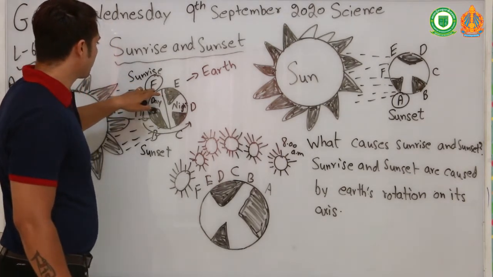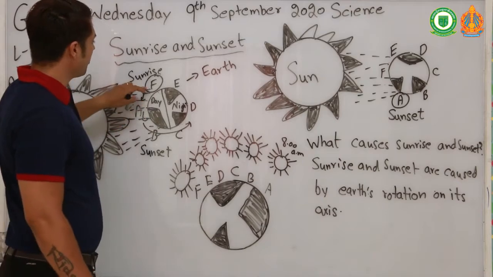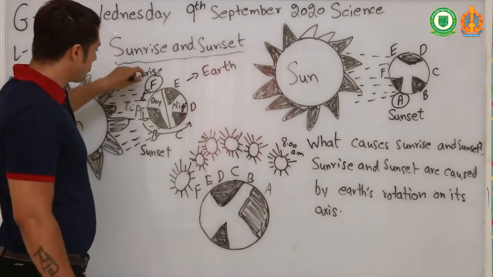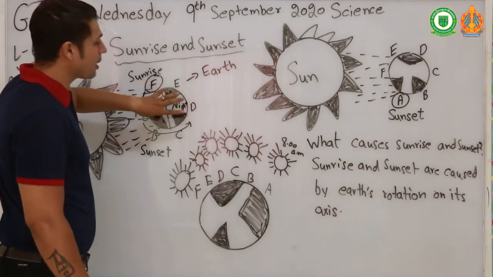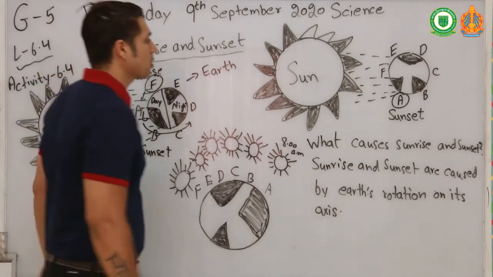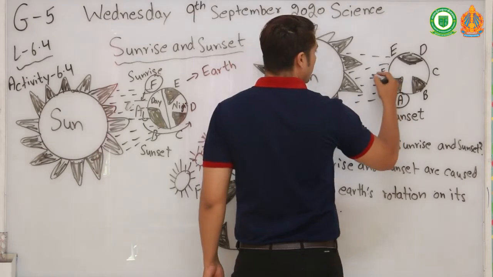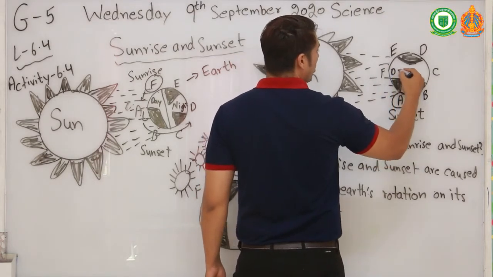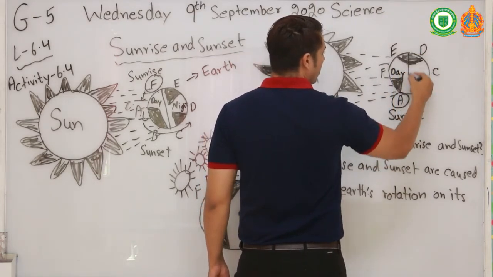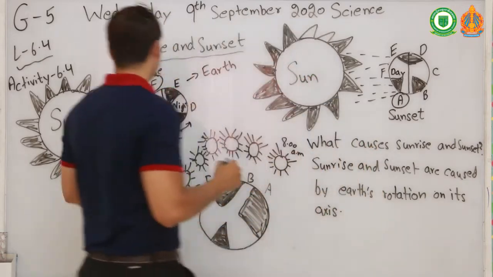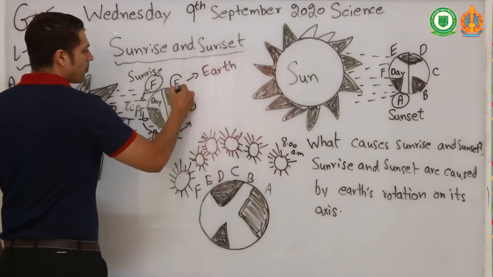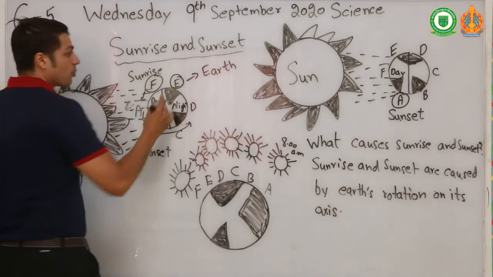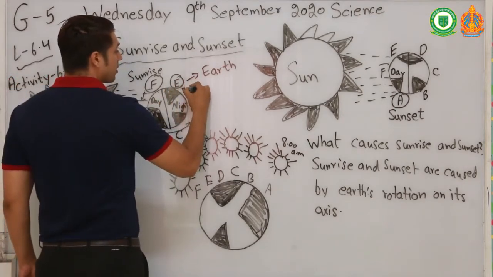Oh, sorry, it's F, not A. So point F was here before. Now the Earth has spun, so point F is having midday. I would say daytime. And E was here, so before, E was facing nighttime.